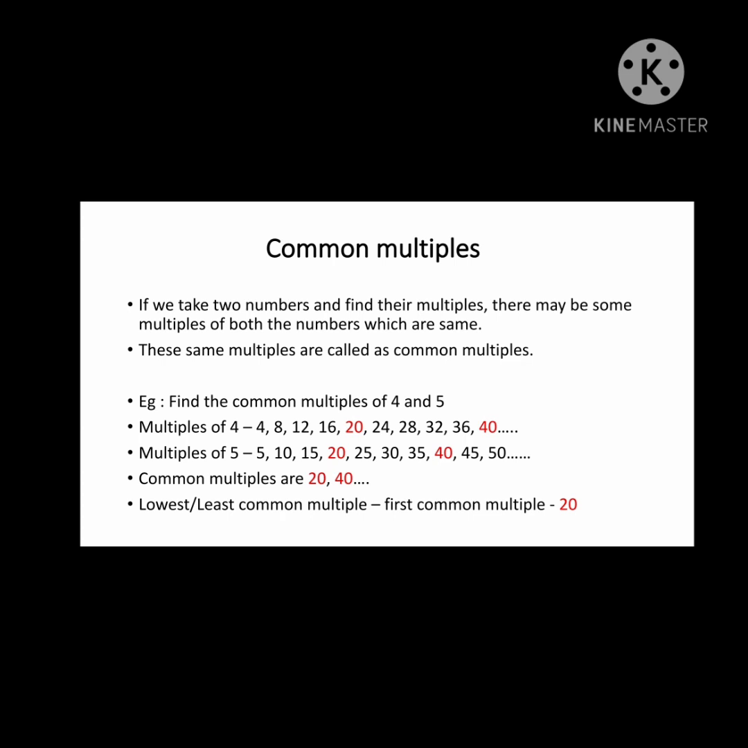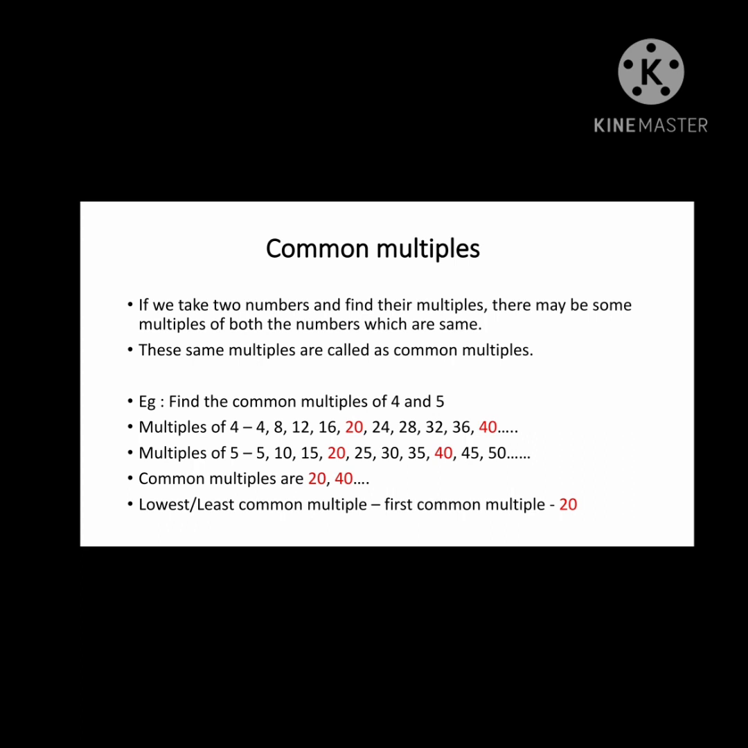If you see here, children, that 20 is the first, 40 is the second. The third will be 60, like this. How do you know? Because 20 ones are 20. The next multiple will be 20 twos are 40. The next common multiple will be 20 threes are 60. Like this, you can find the common multiples.